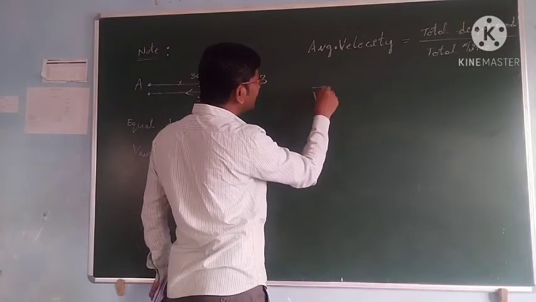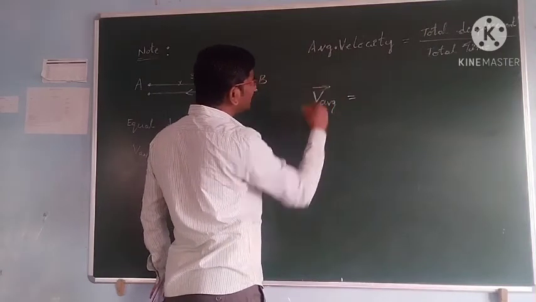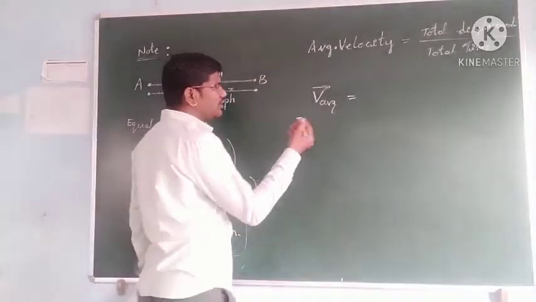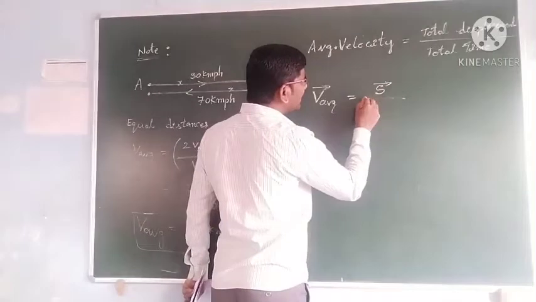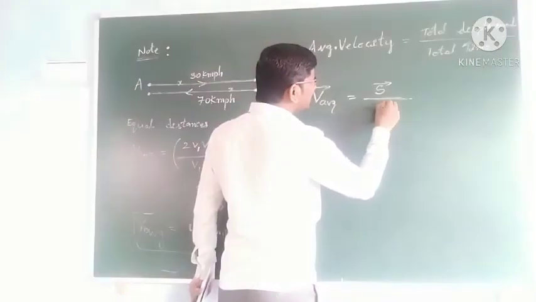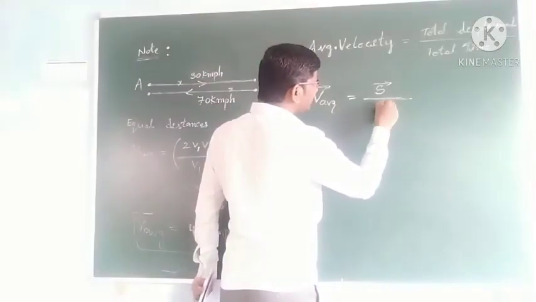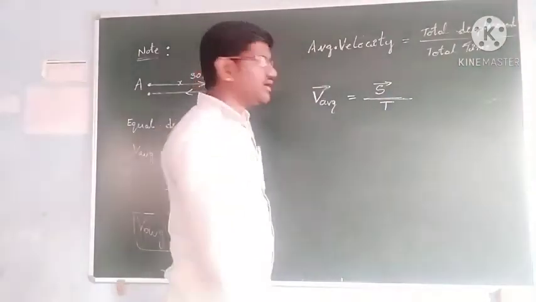So average velocity is a vector quantity. Average velocity is equal to total displacement S bar by the total time, which you can write as t.